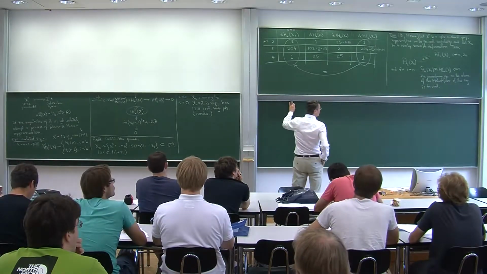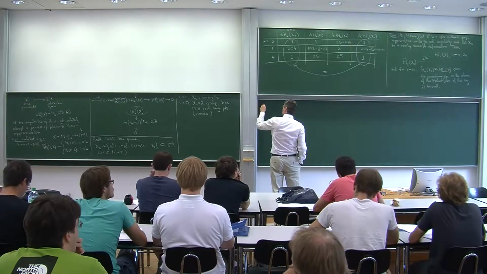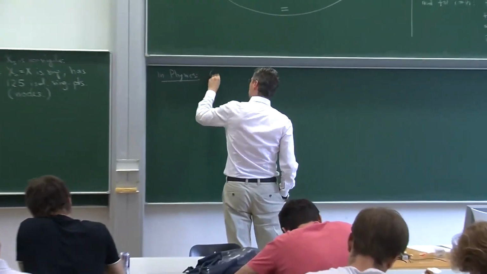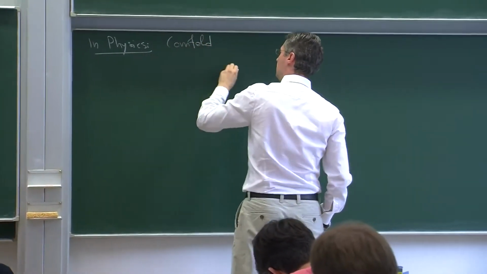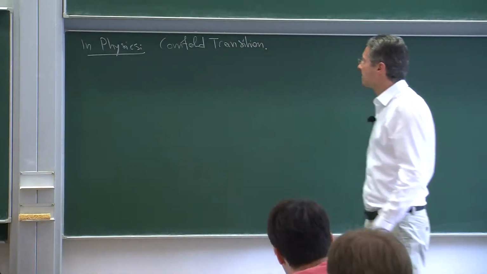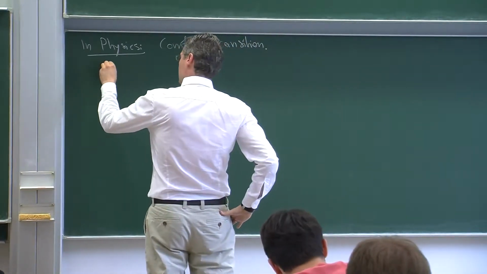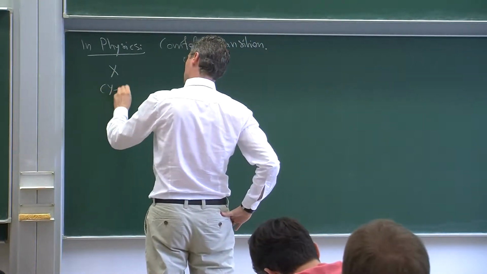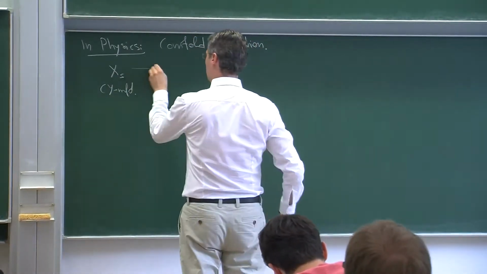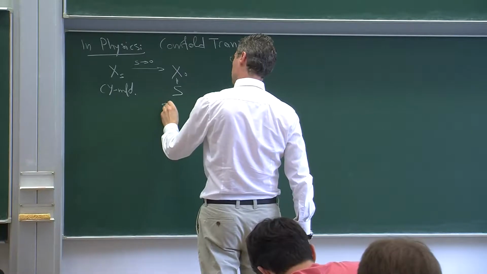So I wanted to say a few words about relations to physics. In physics, you have what's called a conifold transition. And the example that we've just considered is an example of such a conifold transition. So what you do is the following. You start with a Calabi-Yau manifold, depending on a parameter, X_s, just like we did in the example. And then you let s go to 0, and you obtain a singular space, X_0.